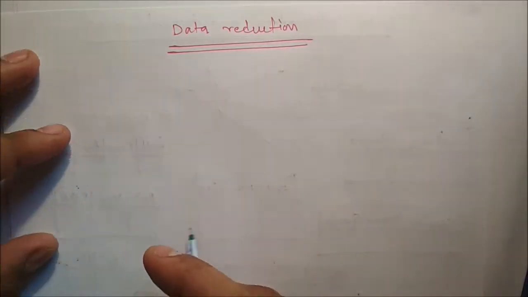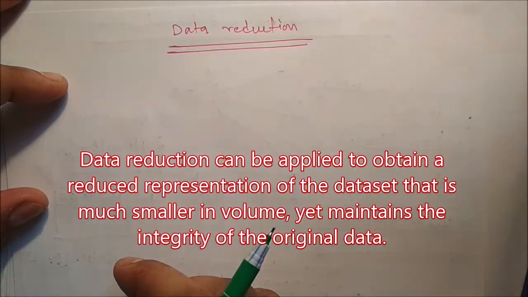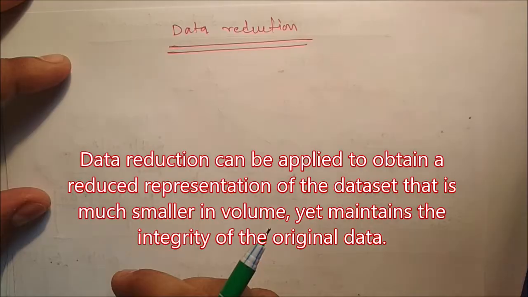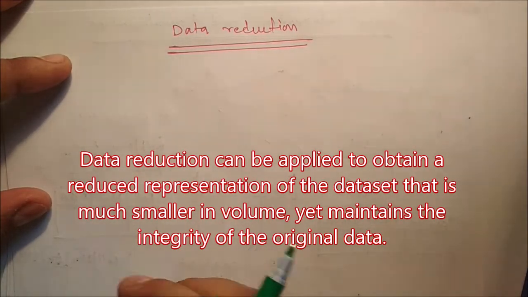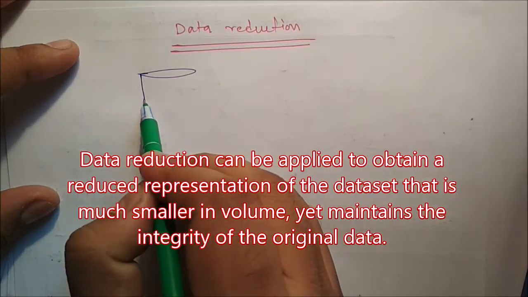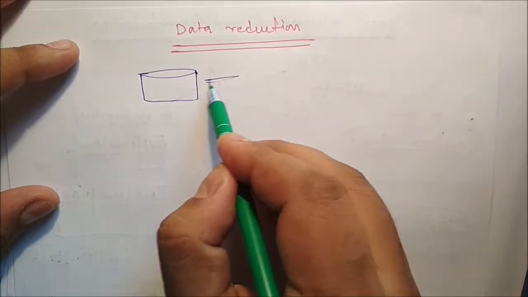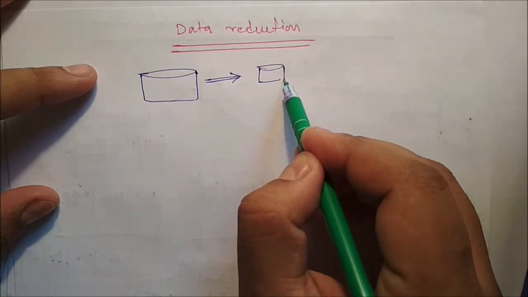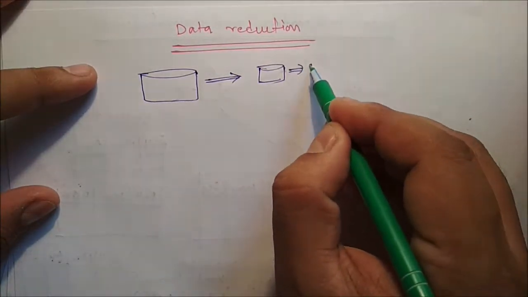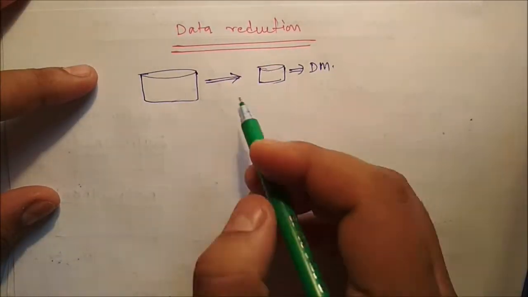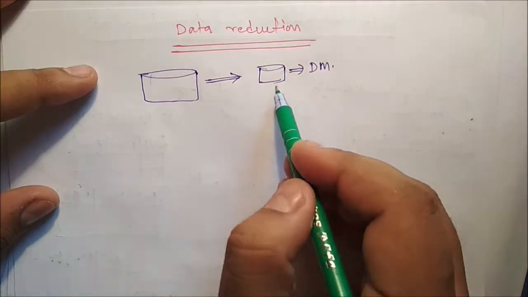Now, data reduction can be applied to obtain a reduced representation of the data set that is much smaller in size, yet maintains the integrity of the original data. Okay. Now, data reduction means what? Suppose a huge database is there. Anyhow, we have to reduce its size and form a small database and then apply data mining. Now the question is how to convert this large database into a small database.